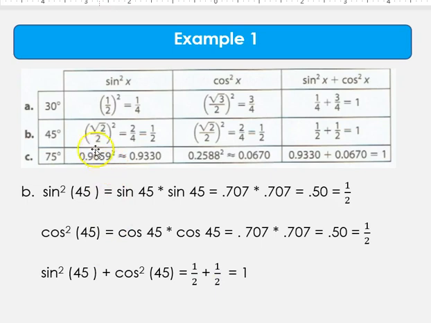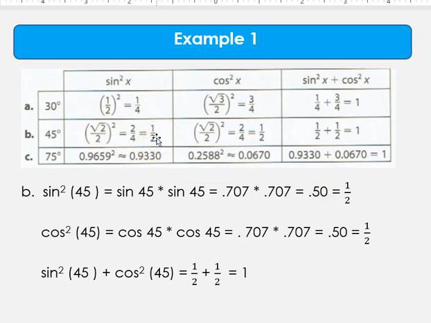So let's look at B. This is sine 45, and you may recognize already that sine 45 is 0.7071, I believe. I just put 707 to be able to fit it on the slide. But if we multiply that number by itself, it equals 0.5, which is 1/2. So we have our answer here, 1/2.